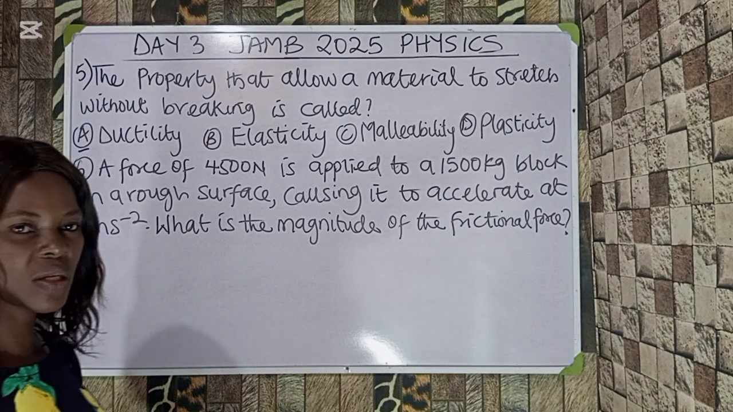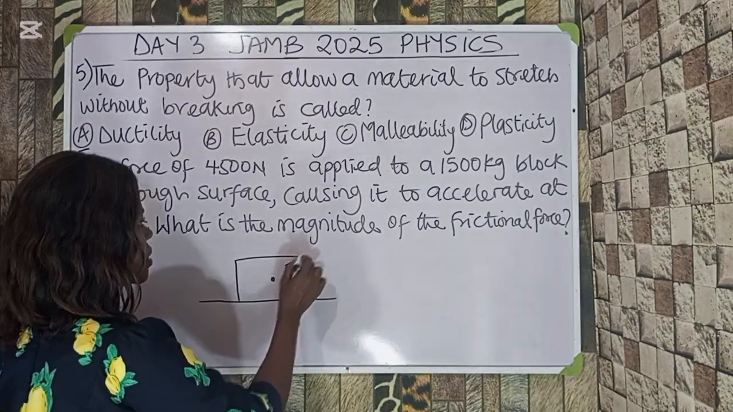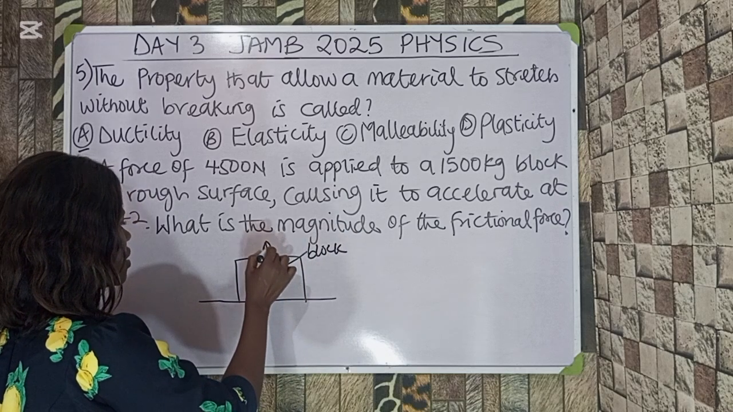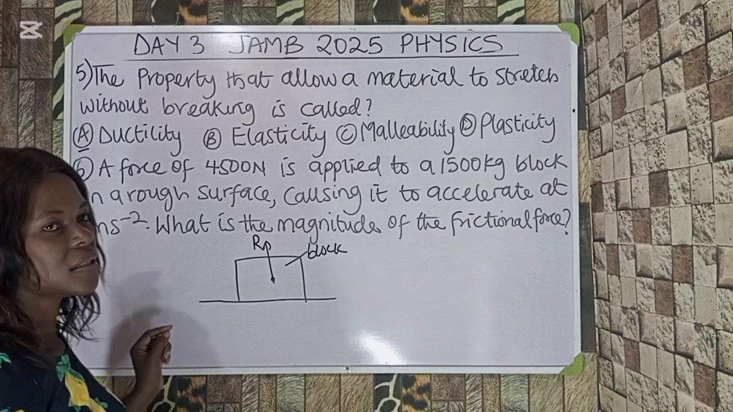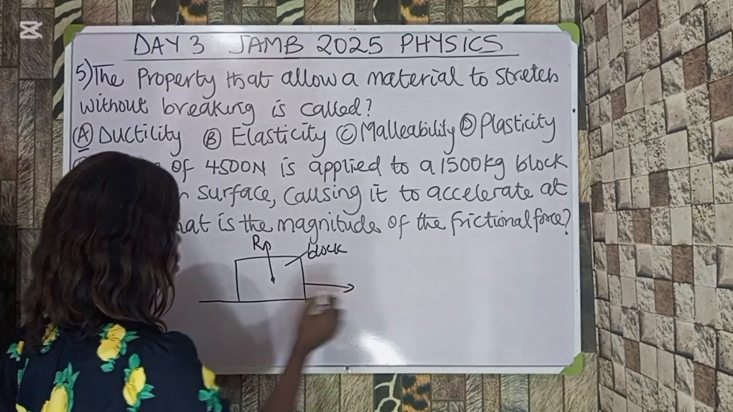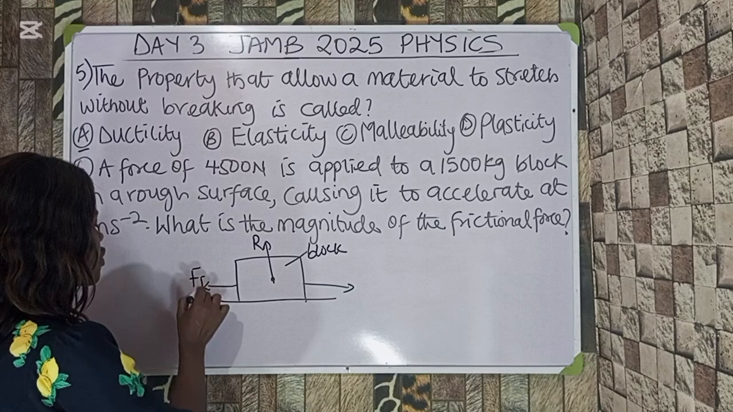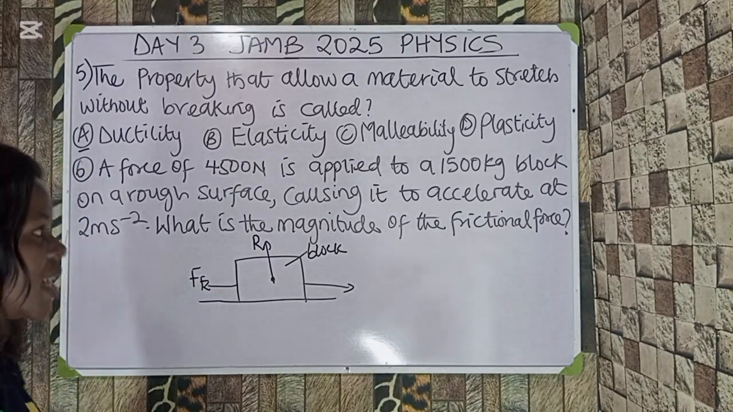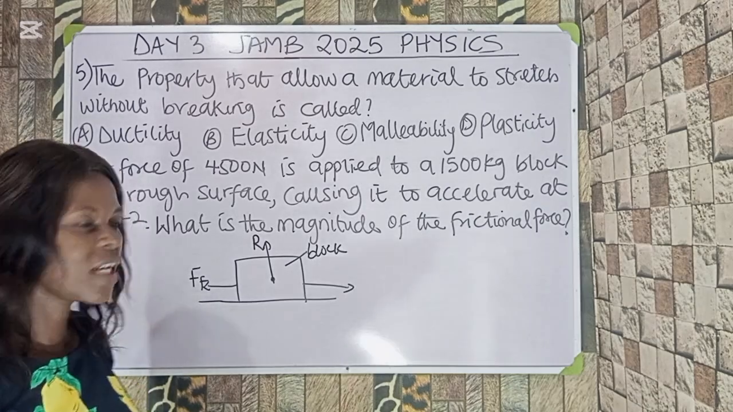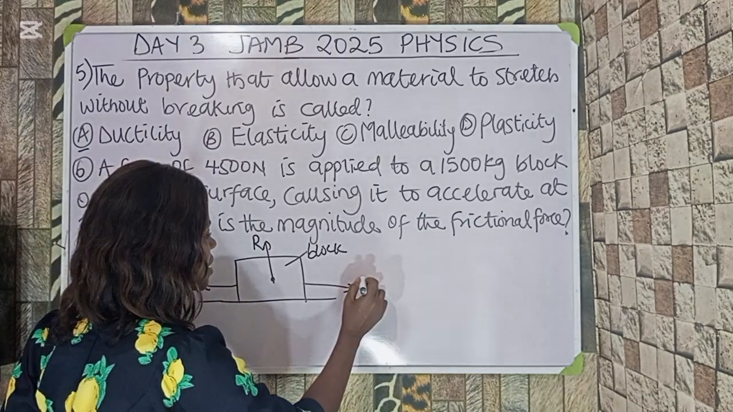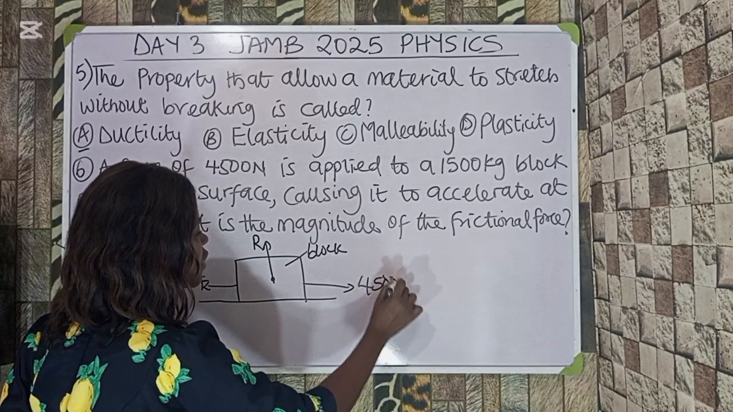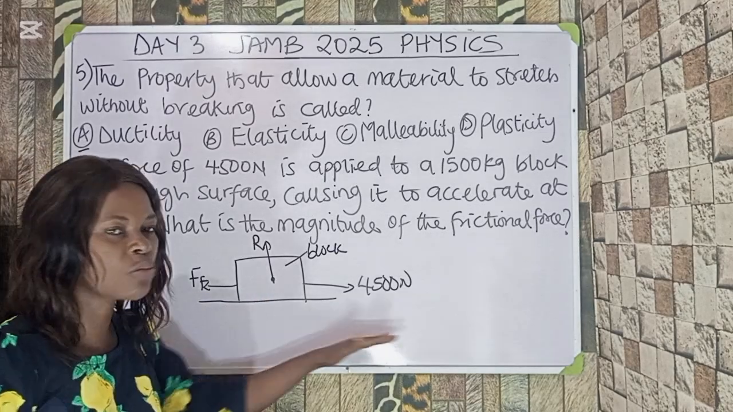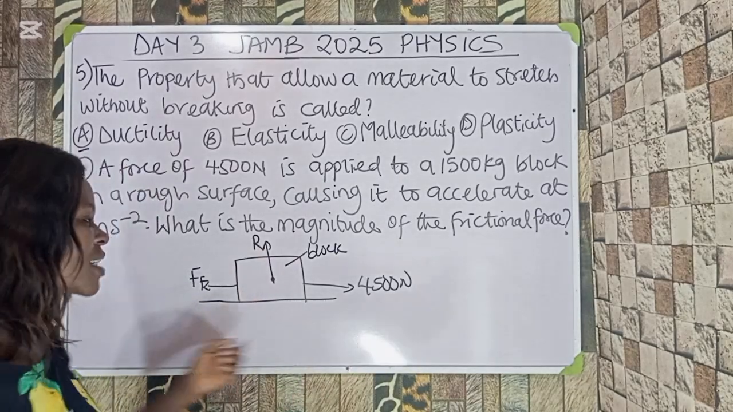Now for us to solve this question, let us use a diagram, okay? Now we have this. This is the block, and the mass of it is given. This is the reaction of it on the road. Now look at it. This is the direction of the motion, and this is the frictional force, right? Now from the question, they said a force of 4,500 Newton is applied. That means the force of 4,500 Newton is acting on this body. So this force is actually dragging this body to move in this direction, while the frictional force is acting opposite, okay?